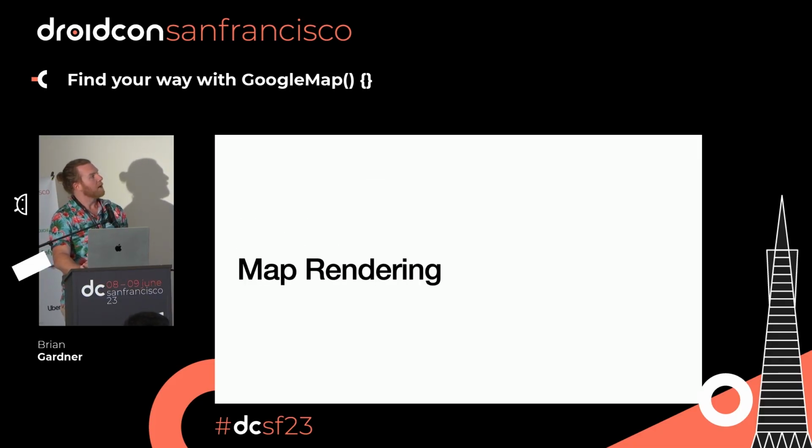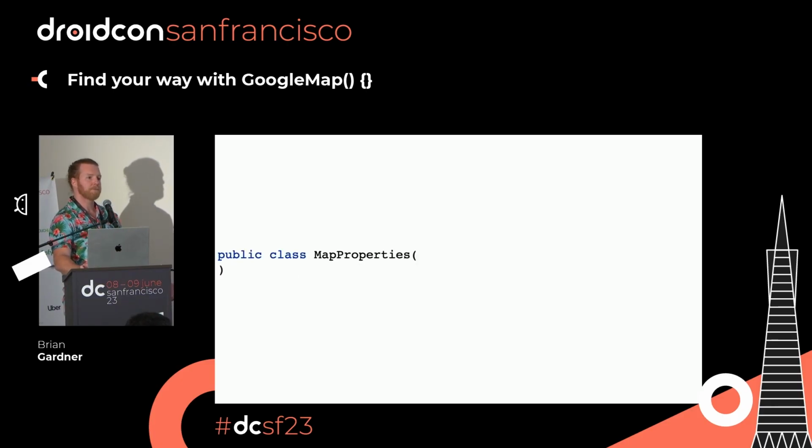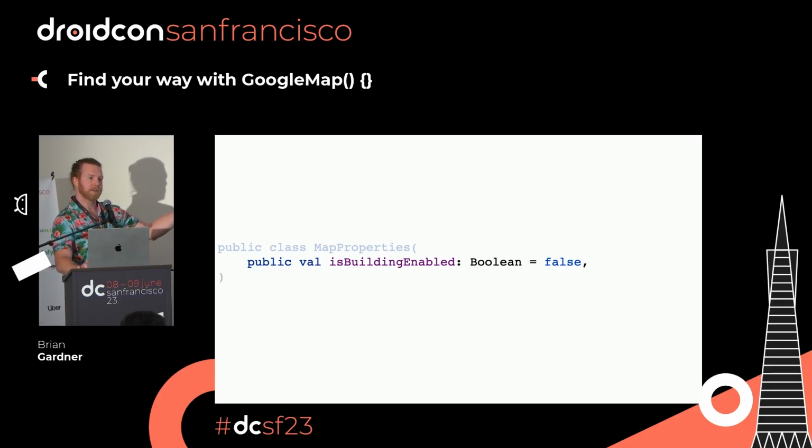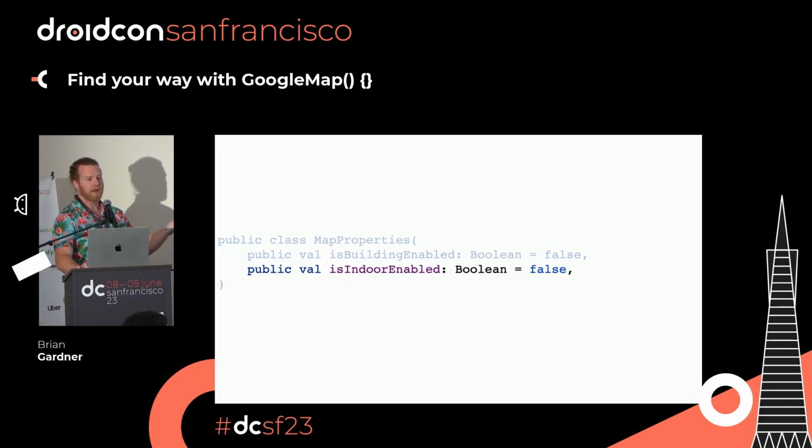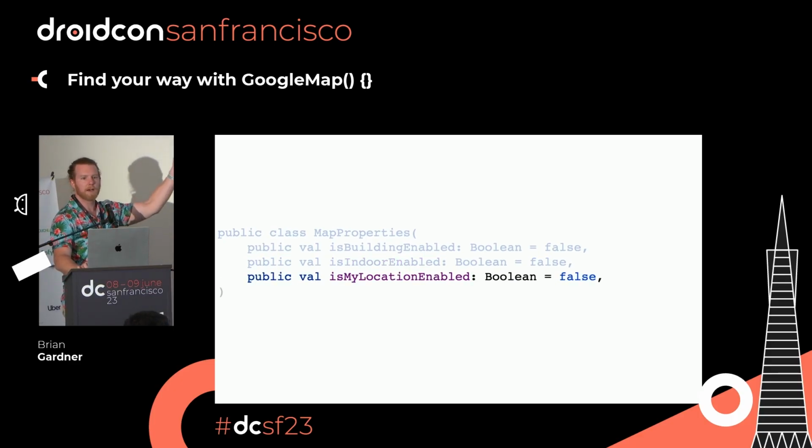So first things first, map rendering. For this one, we use a map properties object. It's fairly straightforward. There's a lot of stuff in here, like, do you want the 3D buildings enabled that Google Maps supports? Some buildings apparently have indoor representations. I didn't know this was a thing, but it's in there. Is my location enabled? This one is the one you've got to look out for. If you try to set this to true, your app must have either coarse or precise location permissions, otherwise it will crash your app. And this one will basically show a location dot on the map wherever the user's location is.